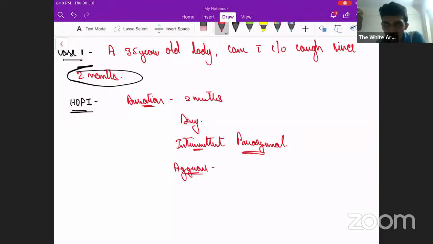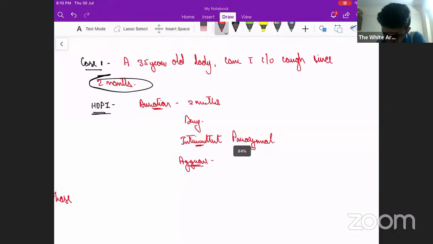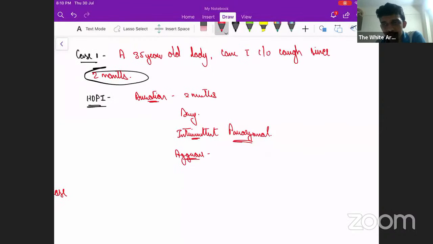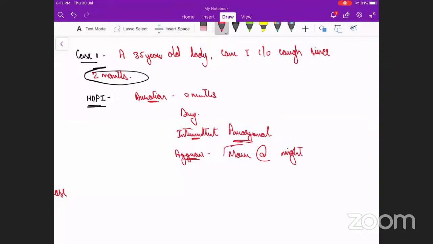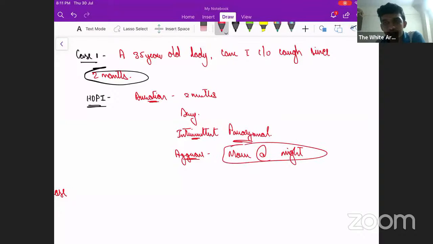Associated. So what variation will you ask for when it comes to cough? Whether it increases on lying down? It is more at night. Not that it increases on lying down, but it is more at night. There is no postural variation as such, but at night time, it is more.